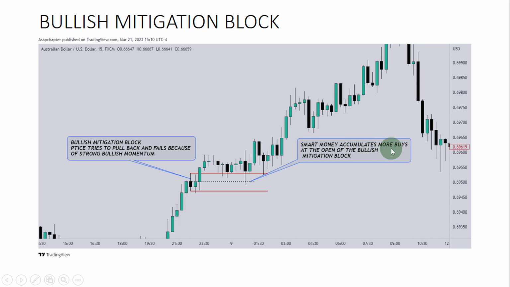Smart money accumulates more buys at the open of the bullish mitigation block. So the open is also at the middle point of the block, or it's also called the mean threshold. 50% of an order block is also called the mean threshold. So as I said, mitigation blocks are types of order blocks.